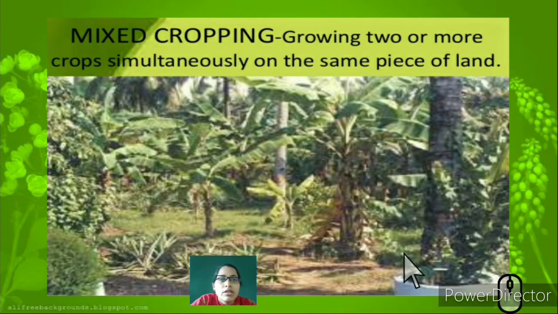What do you mean by mixed cropping? It is growing two or more crops, not only one crop, growing two or more crops simultaneously on the same piece of land. You can see here banana, coconut tree, and other plants are also grown in between. So that is known as mixed cropping.